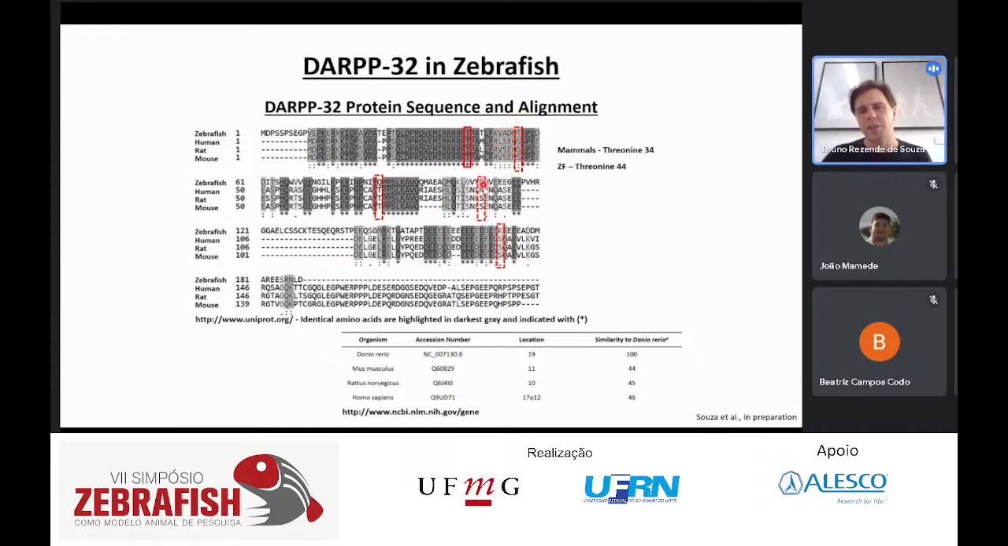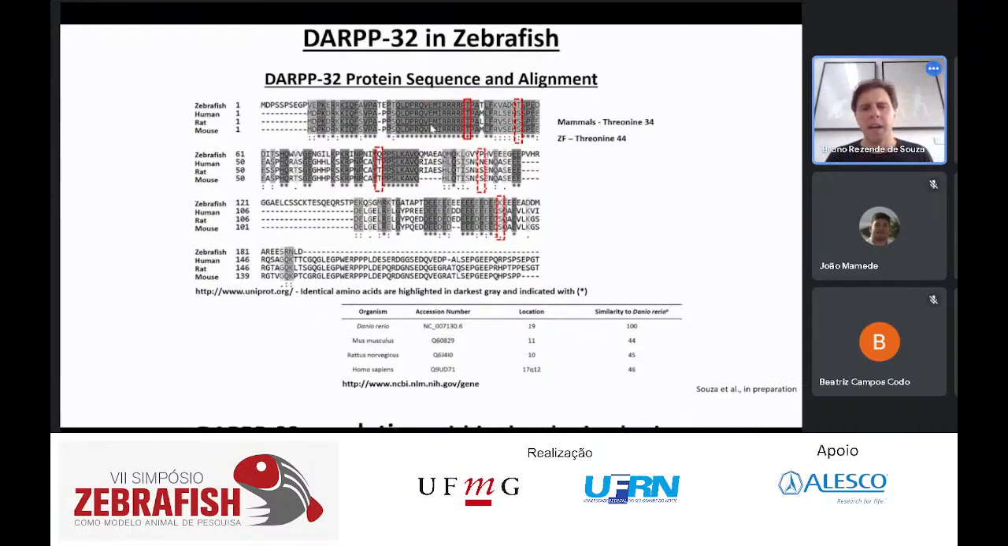And also these other phosphorylation sites, they regulate the phosphorylation of threonine 34. So maybe zebrafish is more like it activates or it inactivates, and it doesn't have a balance or a very fine-tuning of phosphorylation of DARPP-32. That's another question we don't know, but that's something that is in our mind.